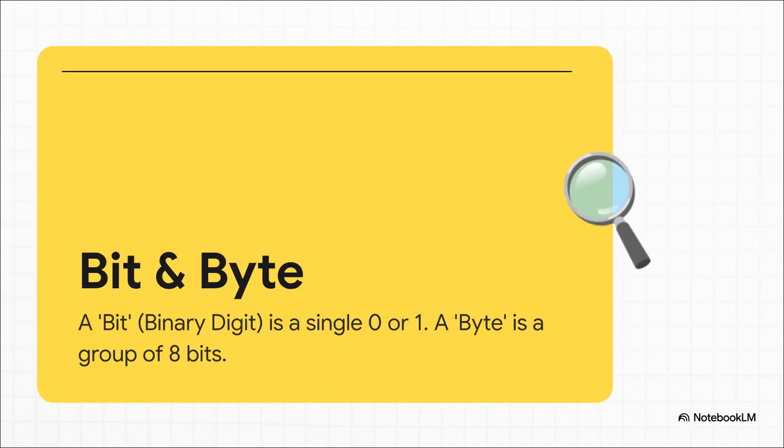By the way, these individual zeros and ones have a name. We call each one a bit, which is short for binary digit. And when you group 8 of them together, like we just did for the letter A, you get something called a byte. And that is the fundamental building block for pretty much all digital information.